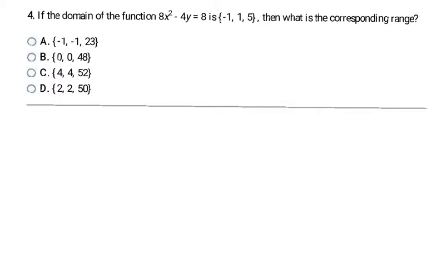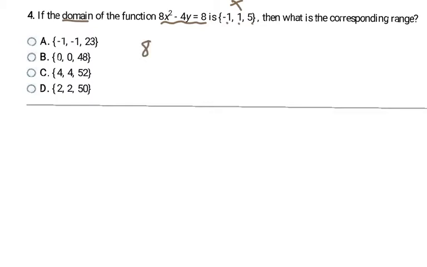All right, this one's a little bit different. It says if the domain of the function is 8x squared minus 4y equals 8 is -1, 1, and 5, then what is the corresponding range? So it tells me that these are going to be my x coordinates because that's the domain. So all I'm going to do is substitute each of these x coordinates into my equation and see what I get for y coordinates. And those three answers is going to be my range.